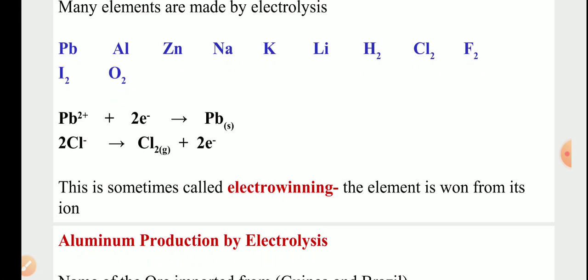And if you consider chloride, as it is an anion, it moves to the anode and leaves electrons. If two chloride ions reach the anode and leave two electrons, they will form chlorine gas. So yes, again we get a pure element from the electrolytic cell by means of electrolysis.